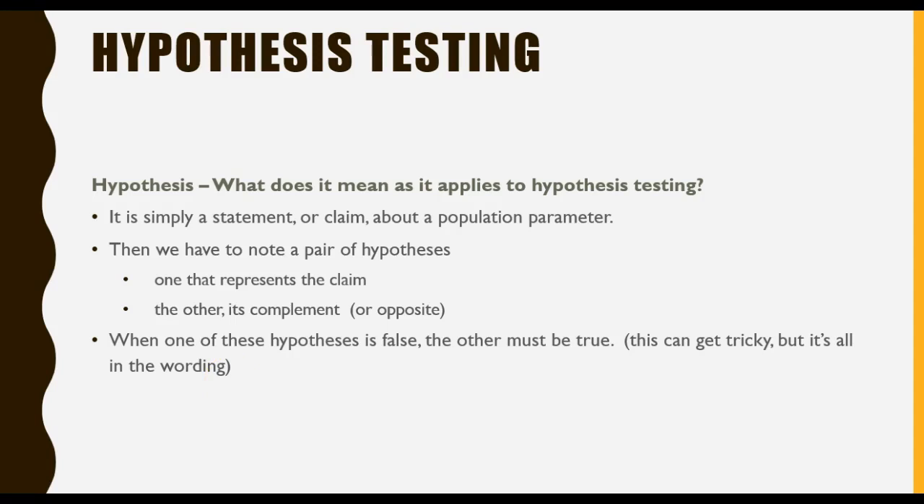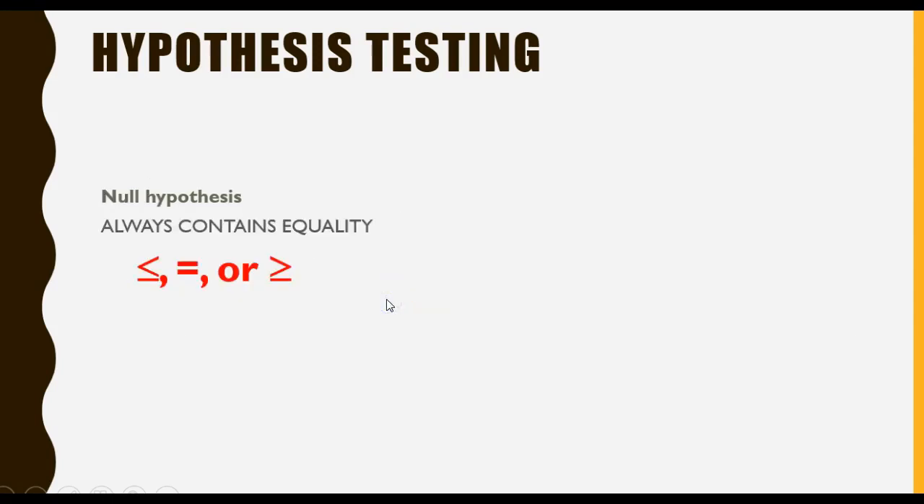It's important to note, and I will say this many times, that the claim can be either the null or the alternative hypothesis. When one of these hypotheses is false, the other must be true. And this is confusing because we never, quote, accept a null hypothesis. We either reject it or we fail to reject it. So it's all in the wording.